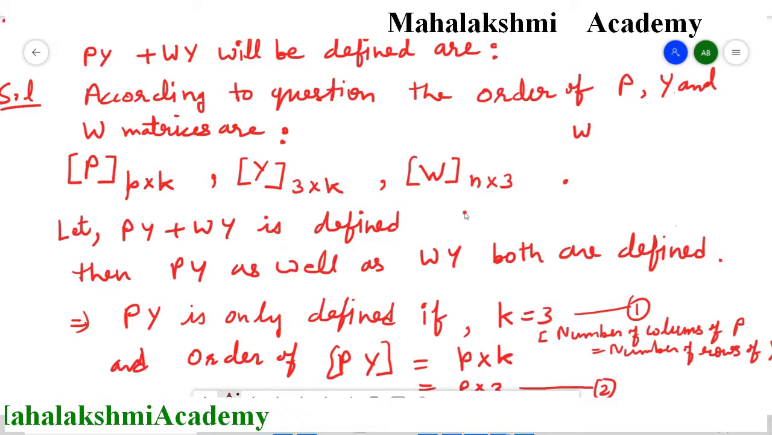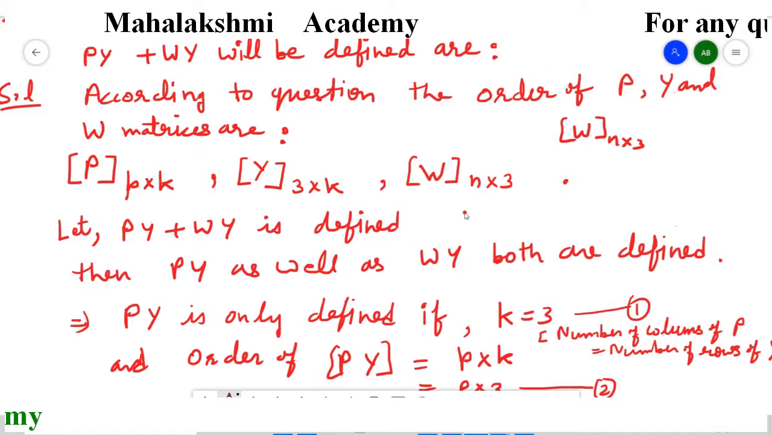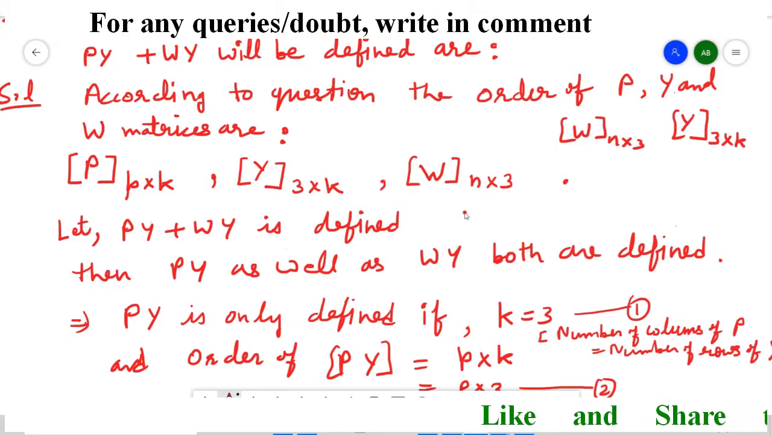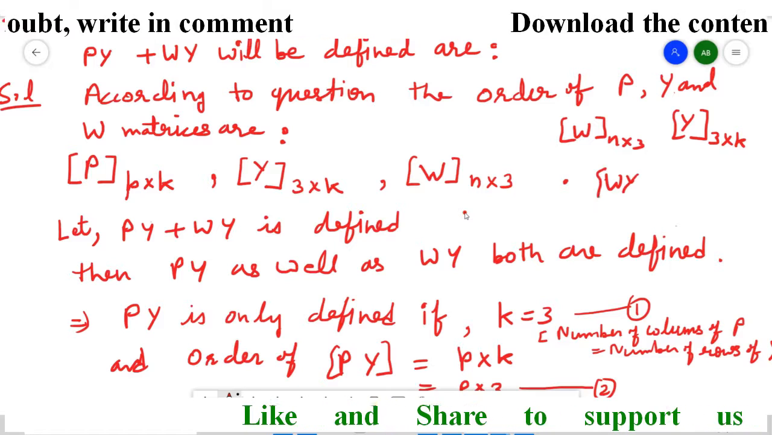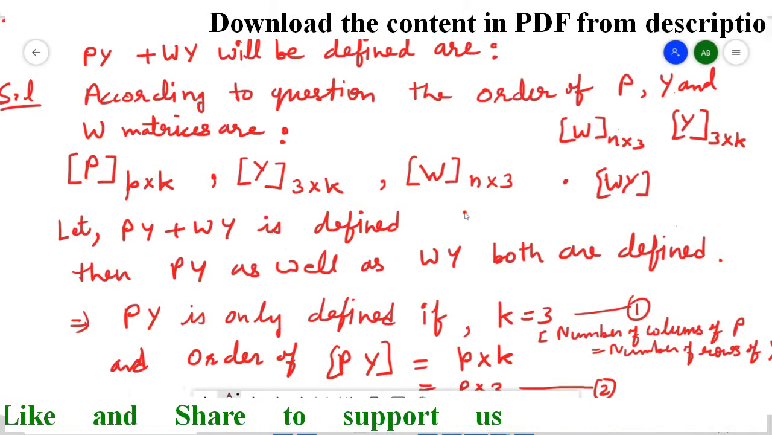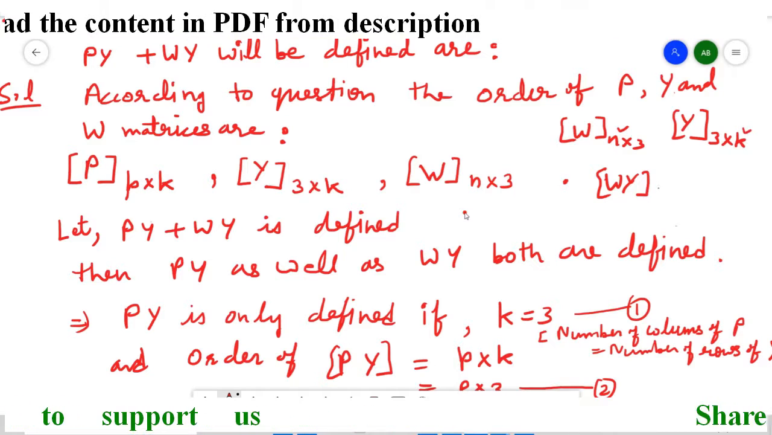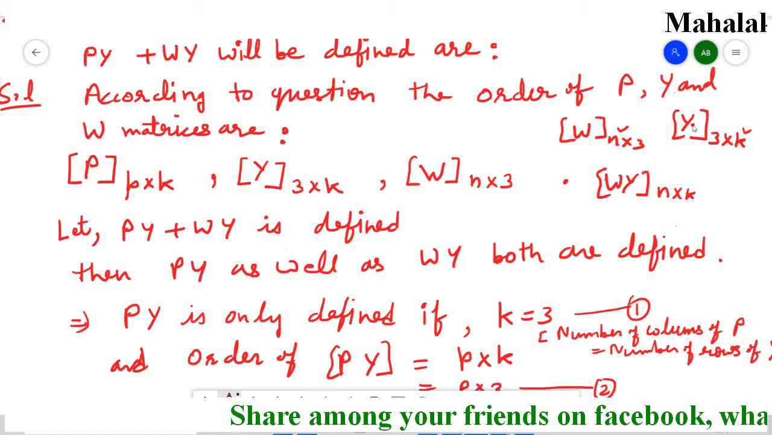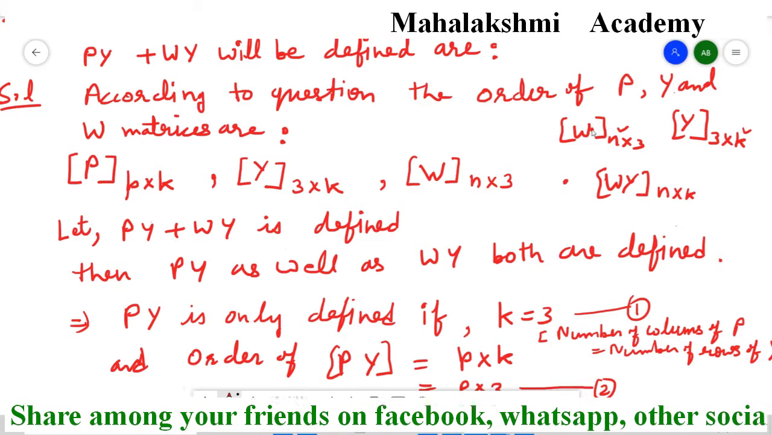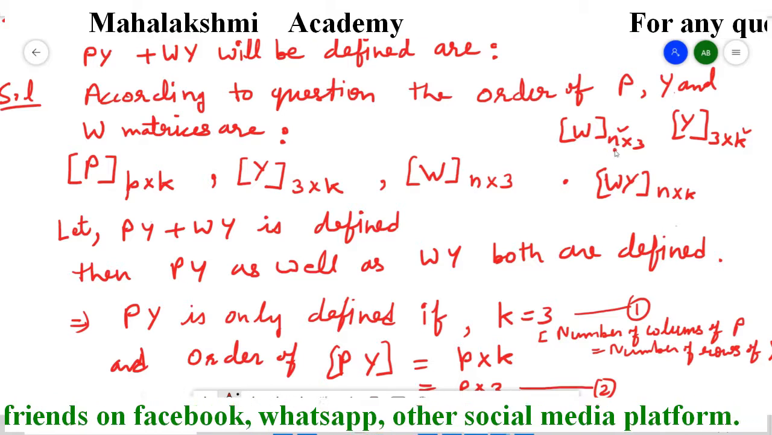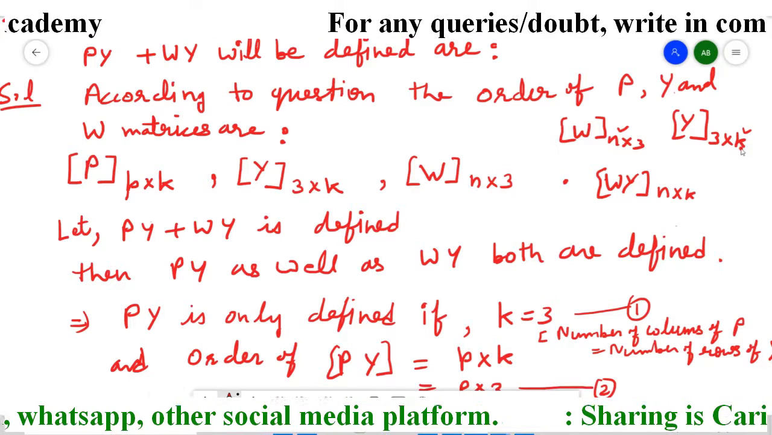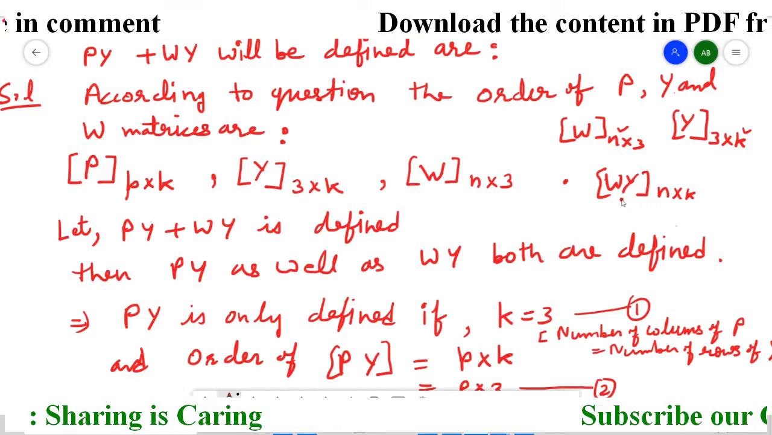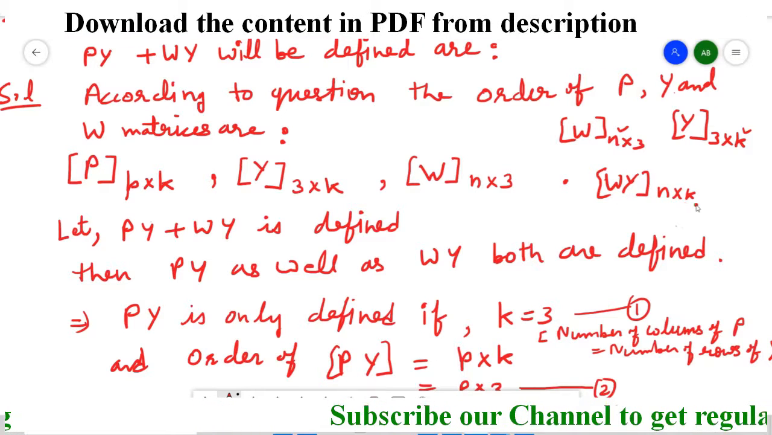First let me write down W. W's order is N by 3 and the Y matrix order is 3 by K. Now if we want to know the product matrix order, then N from here and K from here, so its order is going to be N by K. Again I am repeating: from the first matrix the number of rows, the first term, and from the second matrix the number of columns, the second term, give the order of the resultant matrix. So the order of WY is going to be N by K.